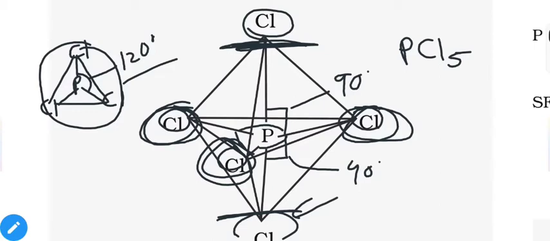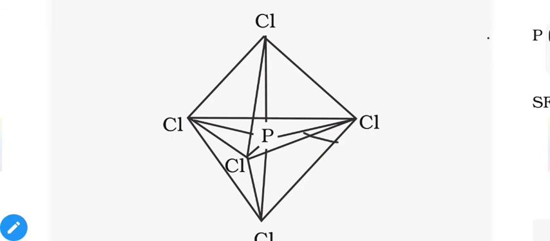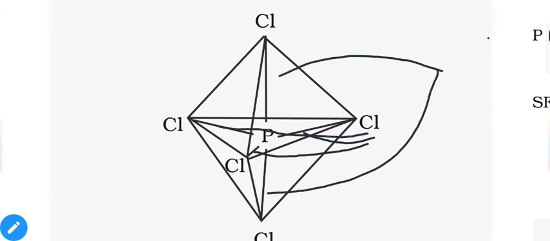and because of more repulsion they are stretched. These axial bonds are actually stretched and they are comparatively longer than these equatorial bonds. That means these 1, 2 and 3 are equatorial bonds, and these 1 and 2 are axial bonds. So axial bonds are comparatively stretched because of the shorter angle and they are comparatively weak.